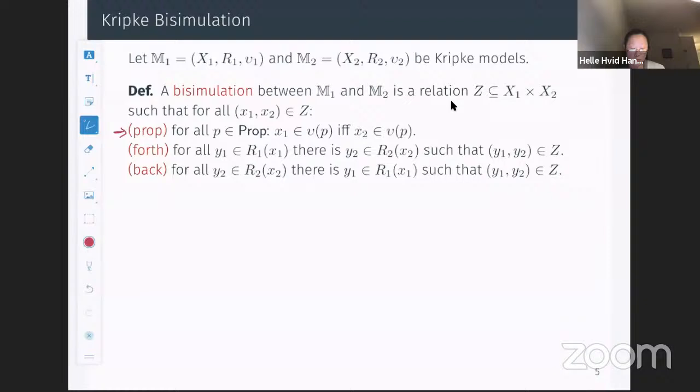Now we also need to make sure that in terms of transitions or successors, we cannot distinguish the two states. So if you have a successor y1 of x1, then there must be a successor y2 of x2, such that again y1 and y2 are in the relation. You can imagine you have x1 and x2, and you want to claim that they are in the relation. If x1 has some successor y1, then also x2 must have a successor y2, such that they are again in the relation. And the back condition is just starting from the other side: if x2 has a successor y2, then also x1 must have a successor y1 such that y1 and y2 are in the relation.